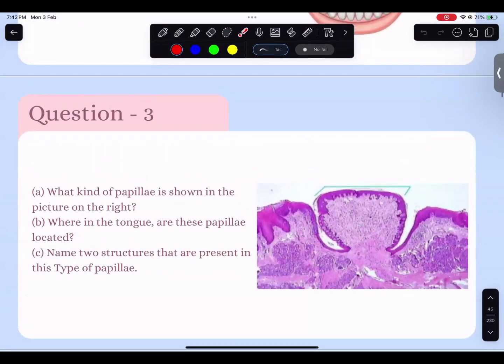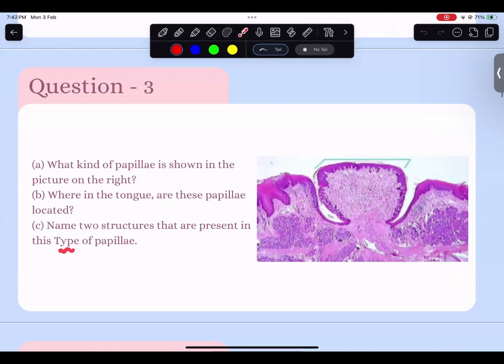Oh, okay. Another question, guys. What kind of papillae is shown in the picture on the right? Okay, where in the tongue are these located? Is it anterior or posterior? Okay, I saw an answer. And name two structures that are present in this type of papillae. Do they have taste buds? Do they not have taste buds?